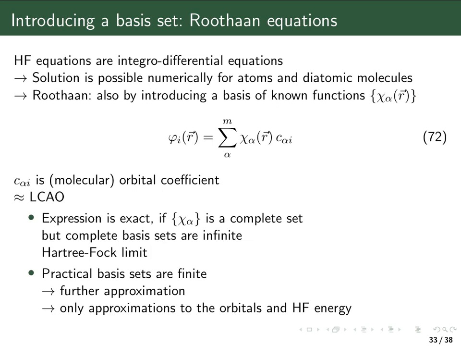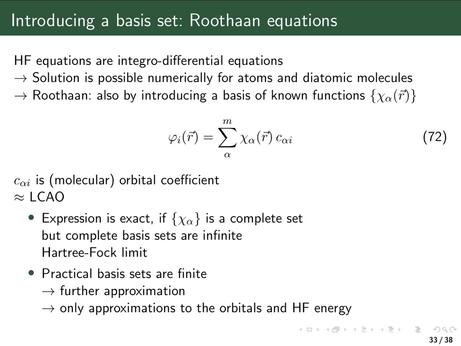So we make the unknown spatial orbitals a linear combination of this set of known functions with some unknown expansion coefficients. And these coefficients are typically called molecular orbital coefficients. Although one does the same also for atoms, and there of course there would be atomic orbital coefficients, but they are normally called molecular orbital coefficients.